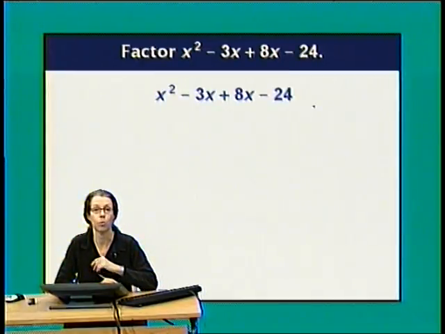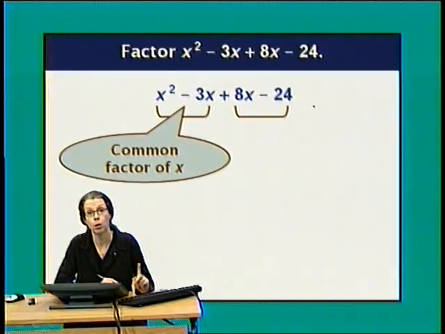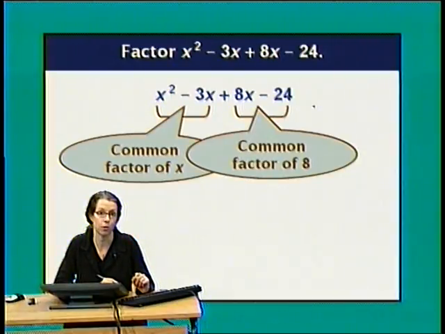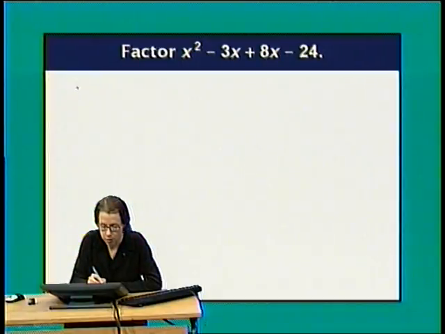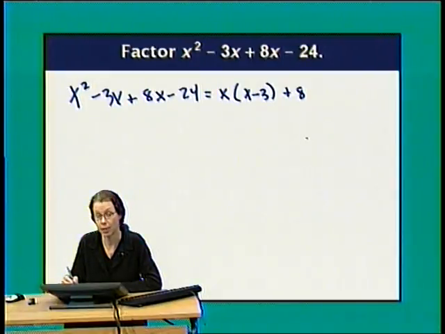If I take these 4 terms, I can group the terms 2 by 2. If I look at the first 2 terms, x squared minus 3x, those terms share a common factor of x. When I look at the second 2 terms, 8x minus 24, those 2 terms share a common factor of 8. I'm going to work with this expression, working with these groups. So x squared minus 3x plus 8x minus 24. Factoring out an x from the first 2 terms leaves behind an x minus 3. Factoring out that factor of 8 from the second 2 terms, that leaves behind a factor of x minus 3.